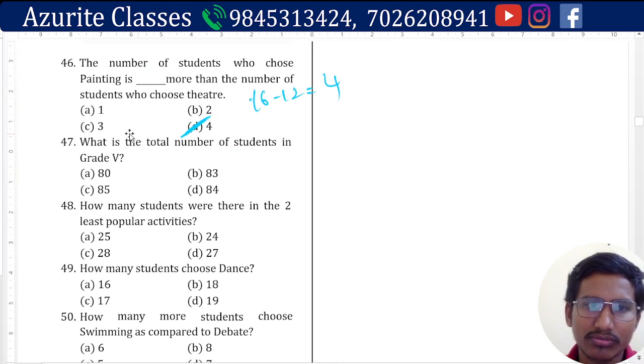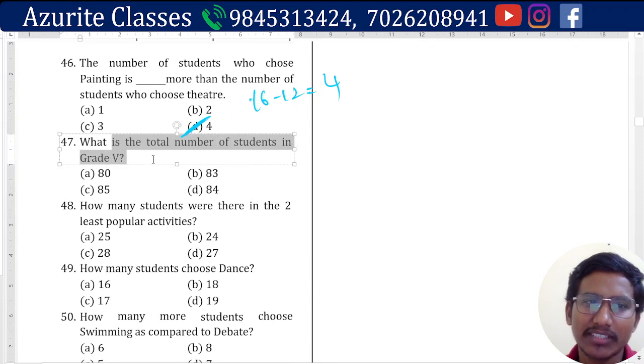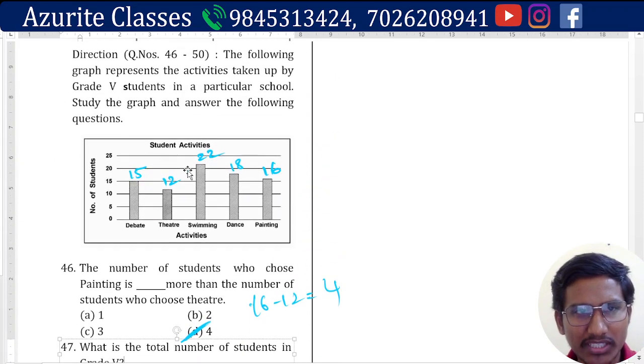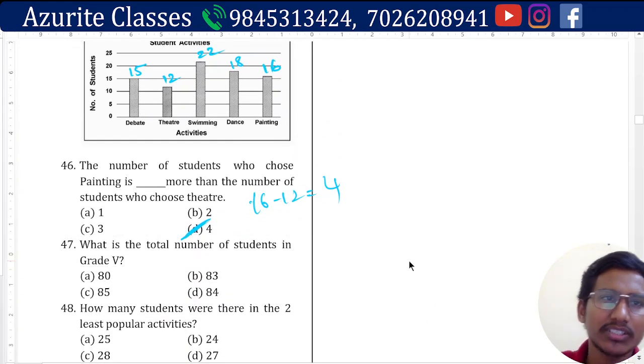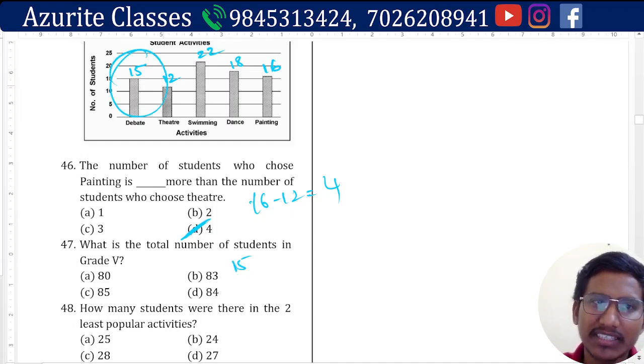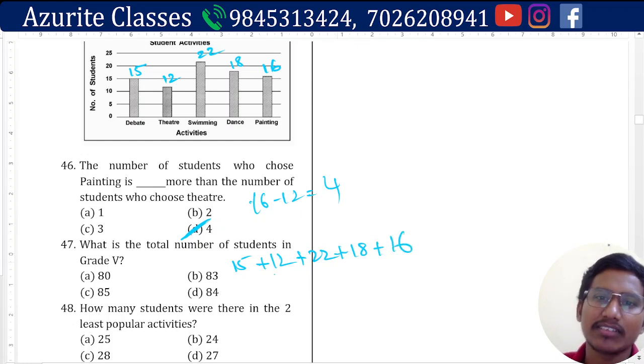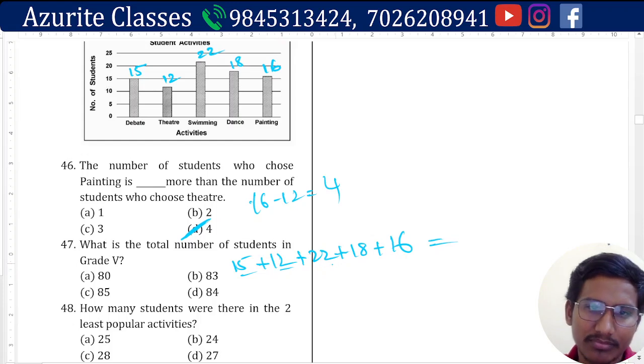Now the 47 question. What is the total number of students in grade 5? So we have to add all these students. You will get the answer. The total number of students: that is 15 in the debate, and then 12, 22. Add all: 15 plus 12 plus 22 plus 18 plus 16. So 5 plus 2 is 7, 7 plus 2 is 9, 9 plus 8 is 17, plus 6 is 23. So 3 is the unit digit, option B only is the answer.